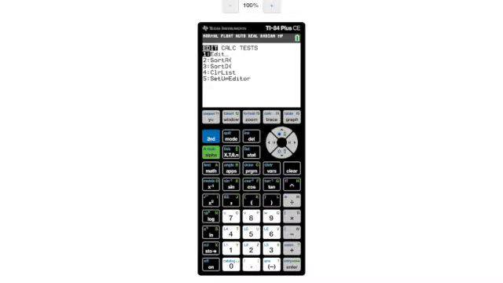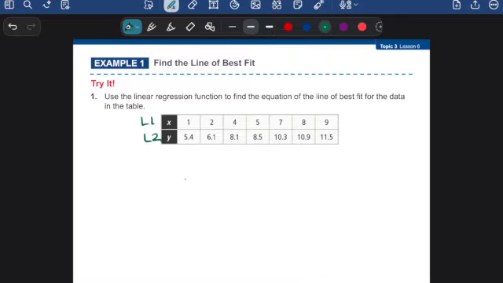Hit the Stat button again, go over to Calc, and we're going to calculate number 4, the linear regression. Again, make sure your lists are pulling from the correct places. Enter, enter, enter, hit calculate. There are your values for A and B. So from our calculator, we can write the equation in slope-intercept form, substitute the value for A, 0.78, we'll round to the hundredths place, x plus 4.69. Here is our best fit line. We can use this to make predictions.